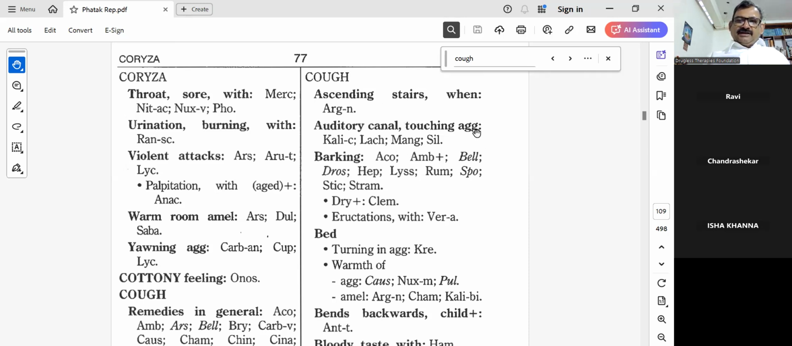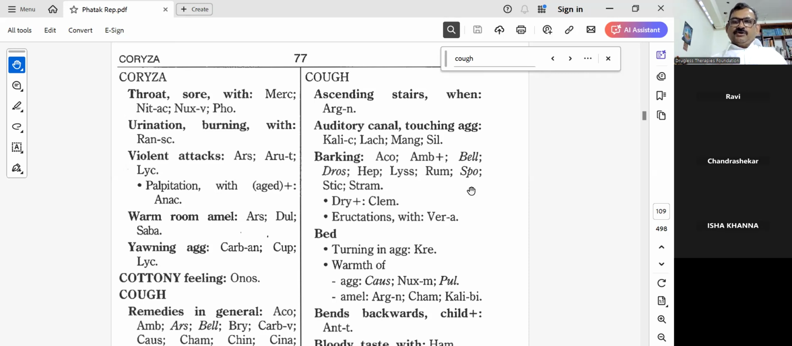Auditory canal touching aggravation. Some people have the habit of clearing their auditory canal. They make some sound and then try to clear the eustachian tube inside. If they get a cough and accumulation of some mucus, they make a lot of sound and try to excrete it out. If during that time someone is getting a cough, that time the remedies are calcarea carbonica, lachesis, manganum, and silicea.